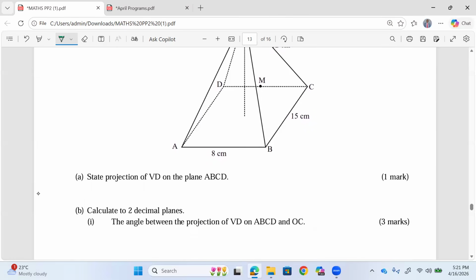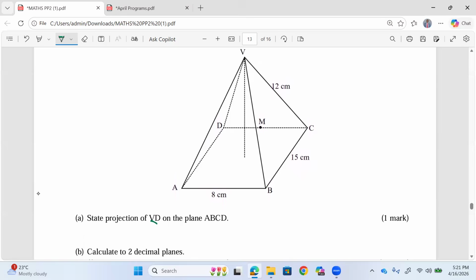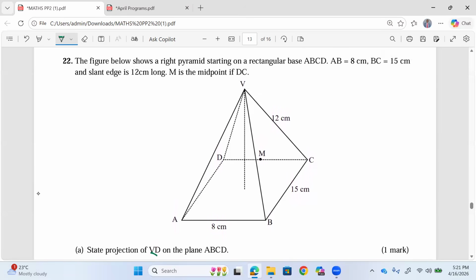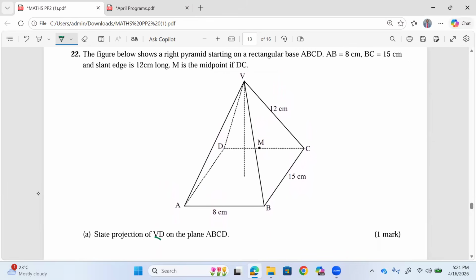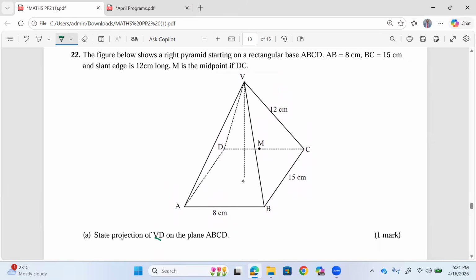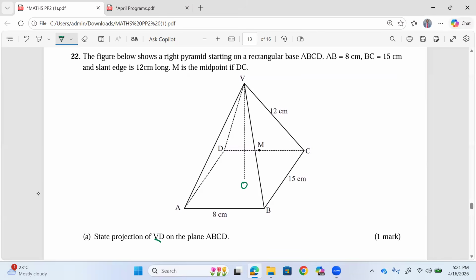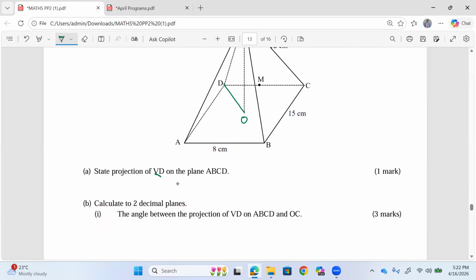State the projection of VD on the plane ABCD, that is the base ABCD. When you talk about a projection, it's about the shadow that the given line can cast on the plane. So when you talk about VD, it can only cast a shadow through DO. OD, we can also call it DO.